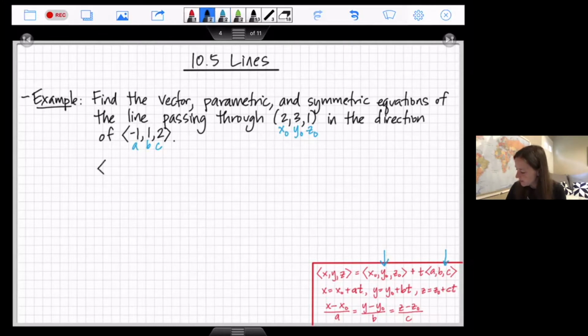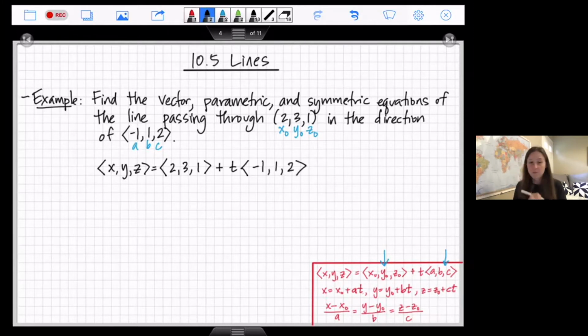So we're just going to copy down that top formula that says x, y, z is equal to x naught, y naught, z naught in vector form, not in point form. So 2, 3, 1. And then plus a t times ABC, so -1, 1, 2. And that's the vector form of the equation of the line, so easy peasy.